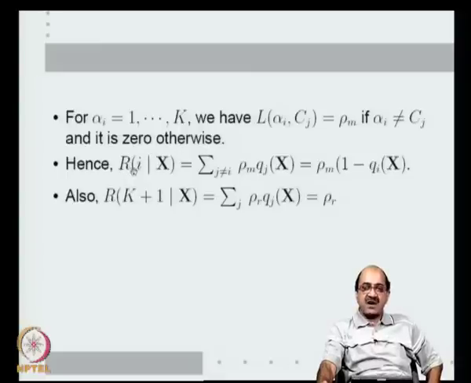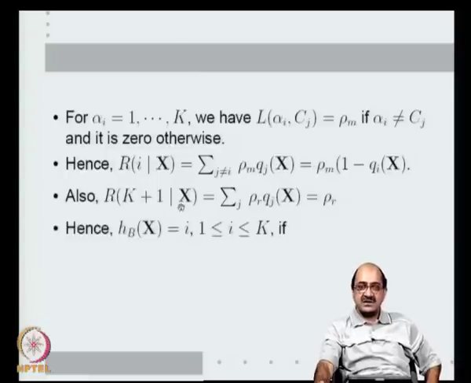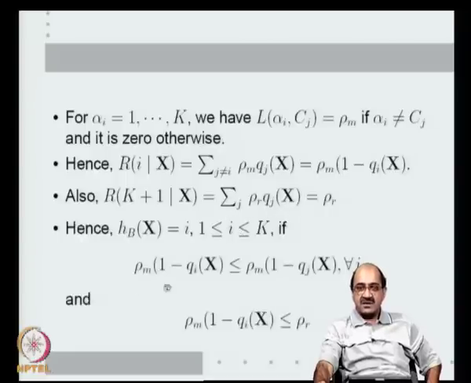When can I call a particular class I? R I given x should be better than R j given x for all other class labels j, and it also should be better than R k plus 1 given x, right. So, my base classifier can say I for one of the class labels if the risk associated with I, that is rho m into 1 minus q I, should be less than or equal to the risk associated with any other class label, rho m into 1 minus q j. Also, the risk associated with action I should be less than the risk associated with the action k plus 1, which is rho r. So, both these have to be satisfied for me to call class I.